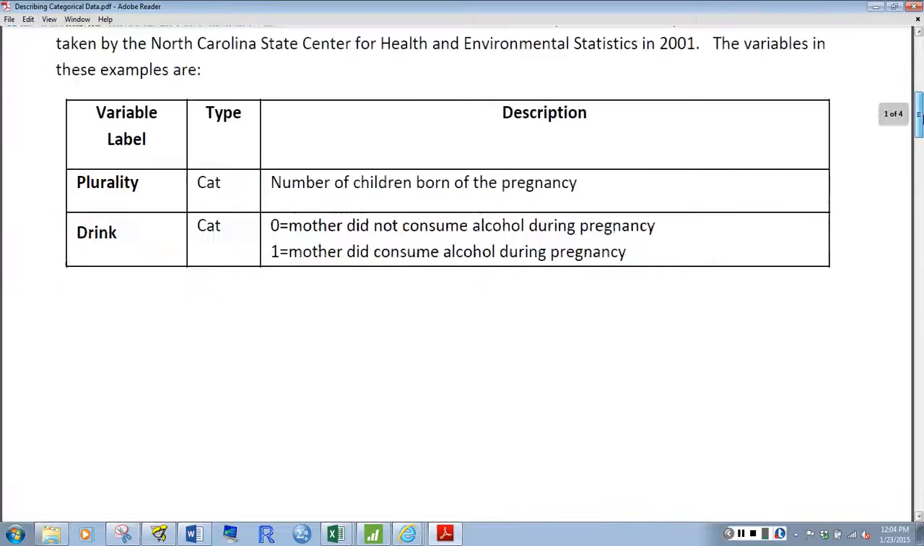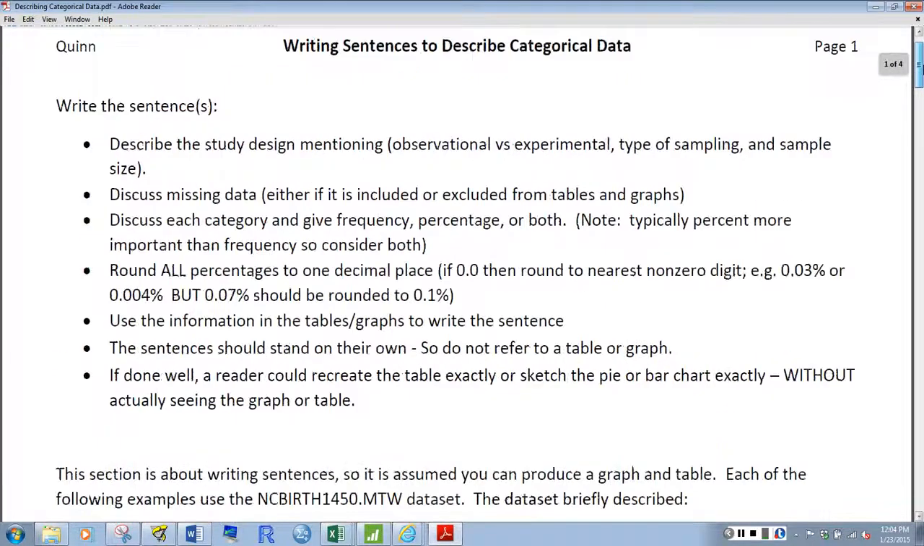So let me go up to my general notes for this section. When we're writing sentences, the goal is to describe the study, mentioning the type of study, observational versus experimental. If you want to go further and talk about cross-sectional or a completely randomized design, those are fine. Then the type of sampling, whether it's random or non-random, and certainly you can get into the details of that, whether it's simple random sampling, stratified random sampling, and so on, and the sample size. All of this should be discussed in context.